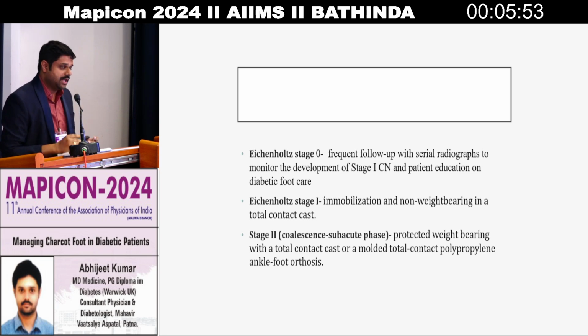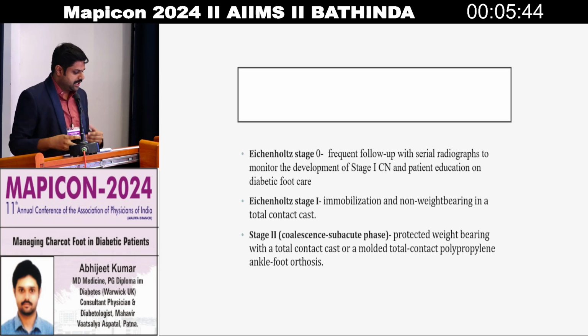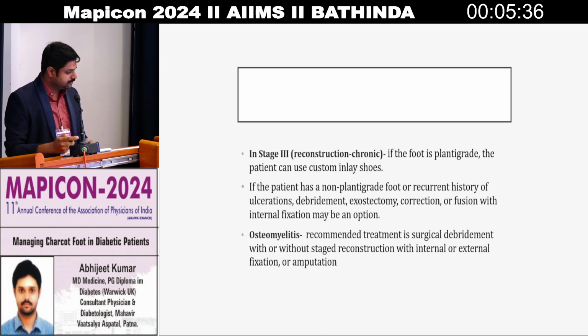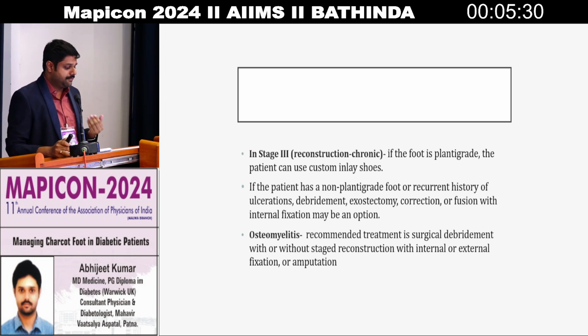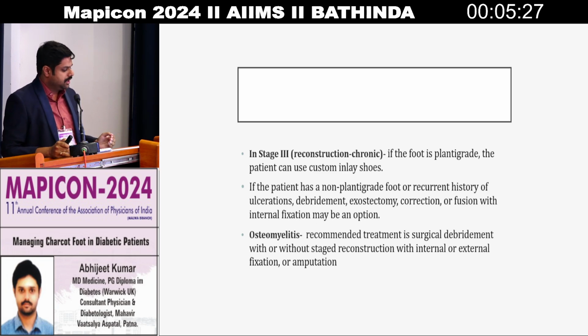In stage 1, we have to immobilize the patient's foot, and non-weight bearing has to be done in a total contact cast. In stage 2, we do protected weight bearing with a total contact cast or a molded total contact polypropylene ankle foot orthosis. Now in the last stage, if the patient has a plantar-grade foot, then surgery can be avoided and we may use custom inlay shoes.